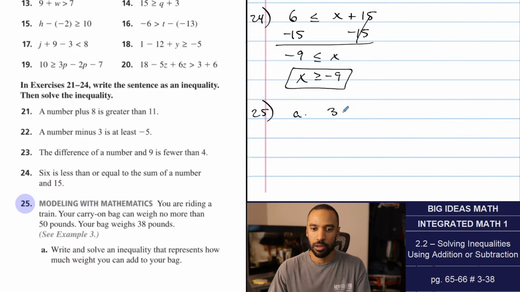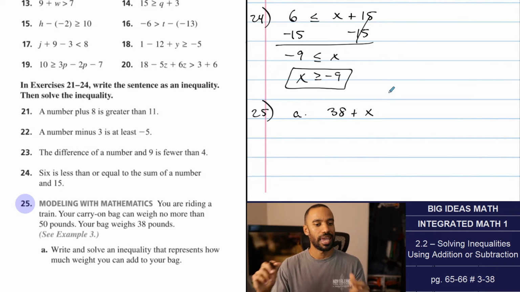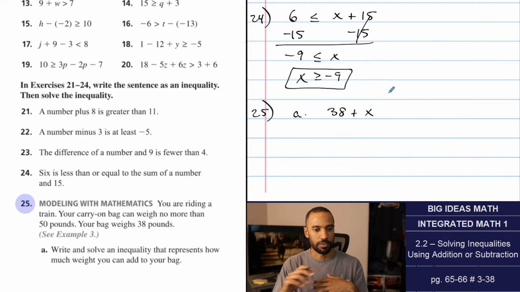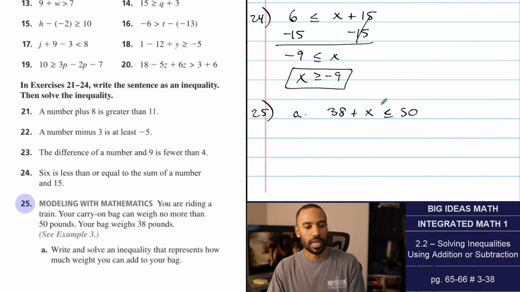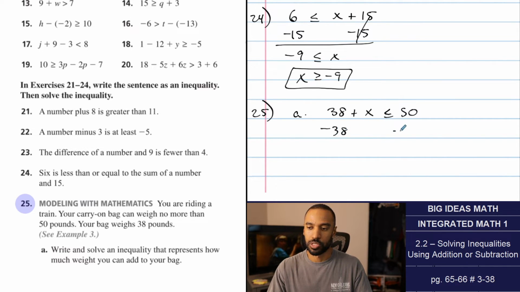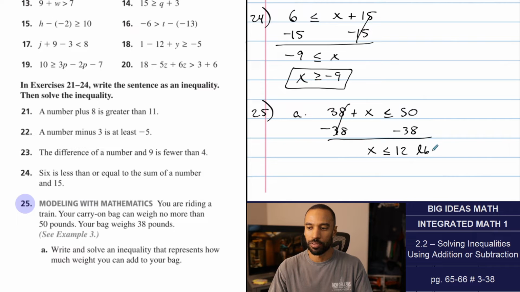Let's take the 38 pounds we have, and we can add this many more pounds, but it cannot be more than 50. No more than 50. It can be 50, but it must be less than or equal to it. So that's the inequality, and they say solve. So subtract 38 from both sides, and this says that the amount of weight that you can still add to your bag is up to 12 pounds, less than or equal to.